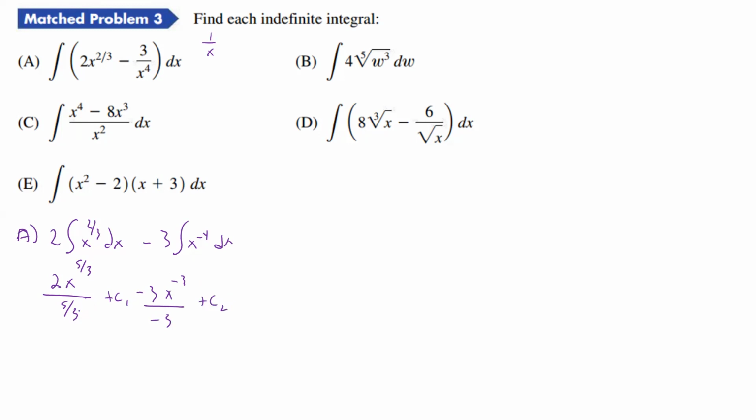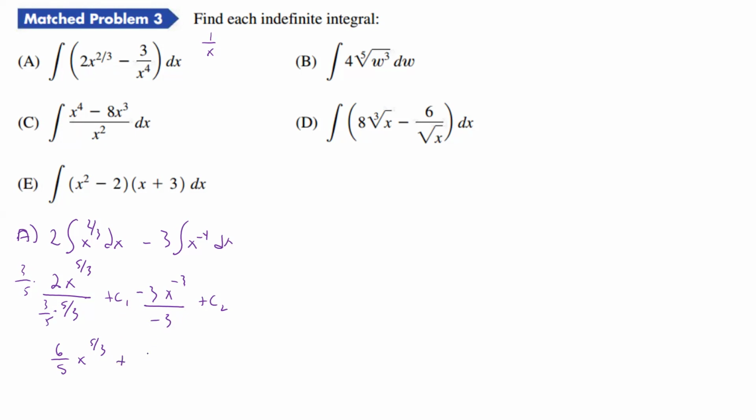And so now, if we multiply by 3 over 5, multiply that by 3 over 5, that's going to give us 6 over 5. And it's still going to be x to the 5/3. I'm going to take the C1 and C2 and put it at the end as a C, just a plain C. This and this cancel, and it's going to just make a plus 1. So it's going to be plus.